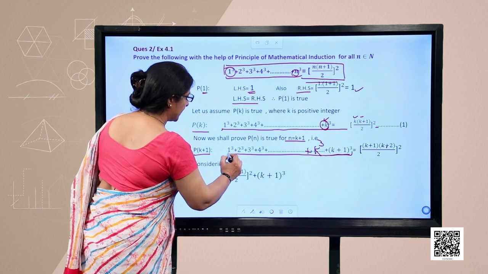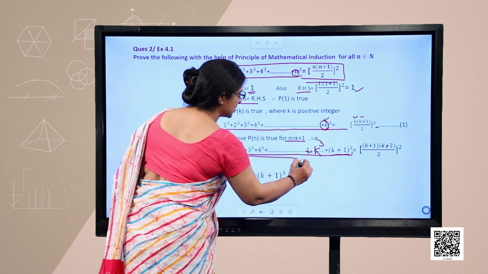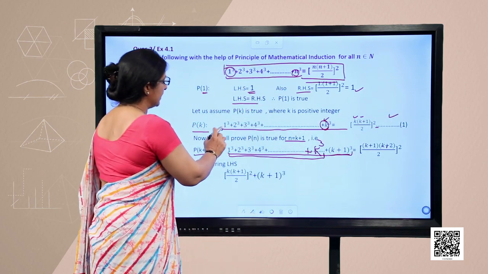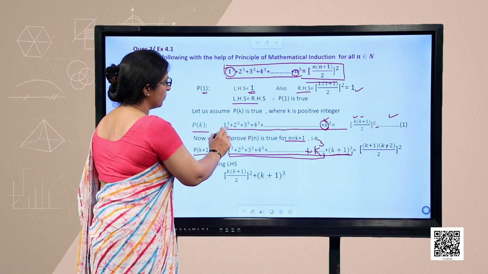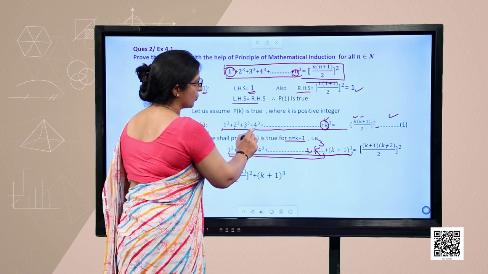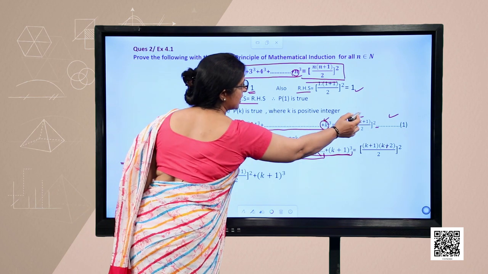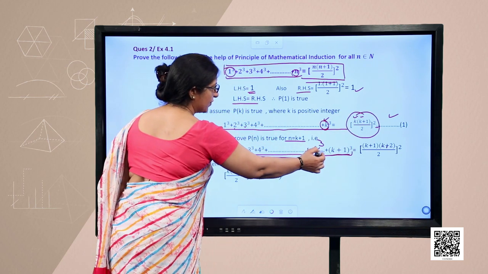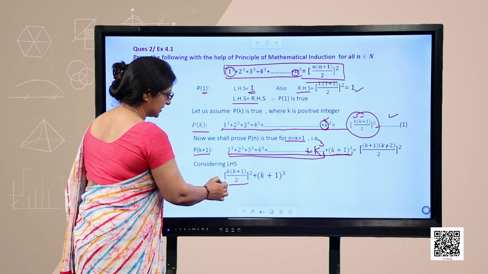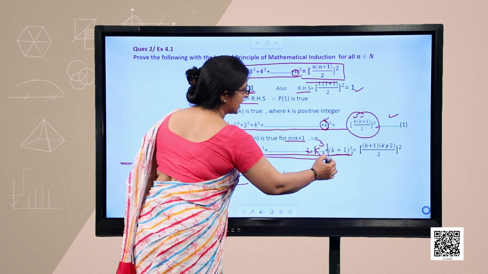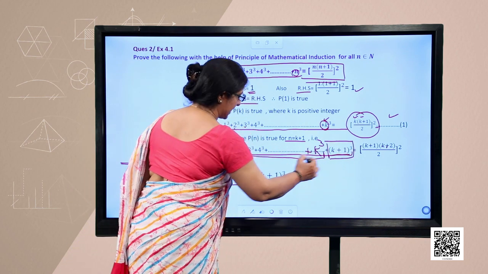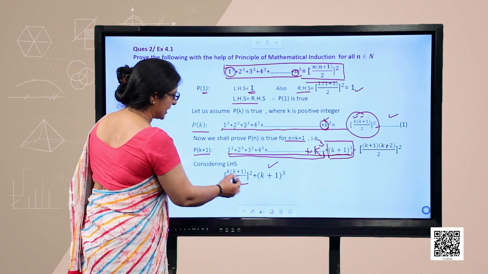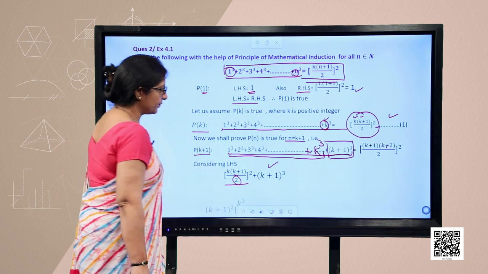We will be replacing this much part from equation 1. Because in Pk, 1 cube plus 2 cube plus 3 cube plus 4 cube till k cube is equal to this term. We will substitute this term in place of this part. This is here and then the last term of left hand side. Adding this, we will solve it, taking 2 as LCM.